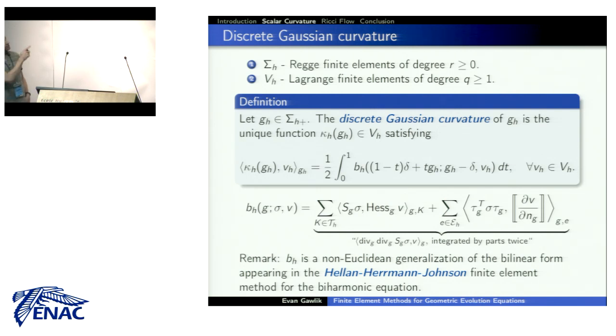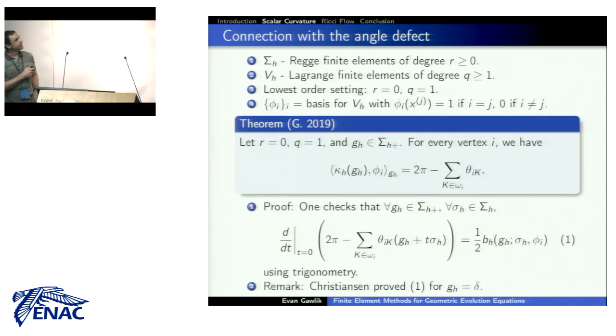Okay, so I've defined my discrete Gaussian curvature. I want to now convince you why this is a good definition of discrete Gaussian curvature for piecewise polynomial metrics. And for me, one of the most compelling reasons to believe that this is a good definition is that it actually reduces to the angle defect in the lowest order setting. So when you use the lowest order Regge finite elements, the degree r is equal to 0, the lowest order Lagrange finite elements, degree q is equal to 1, then this notion of discrete Gaussian curvature coincides with the angle defect.